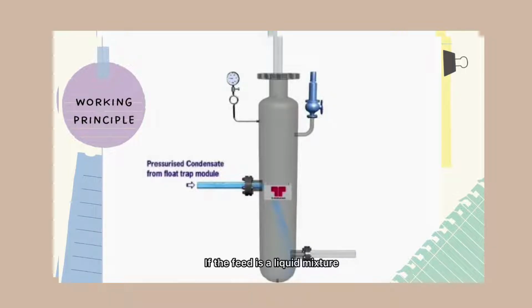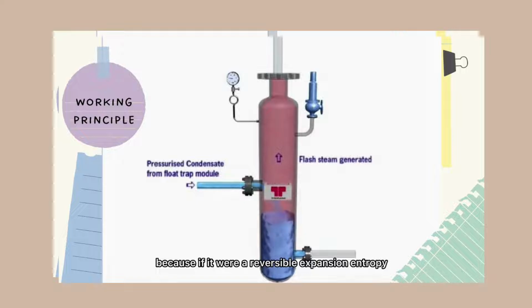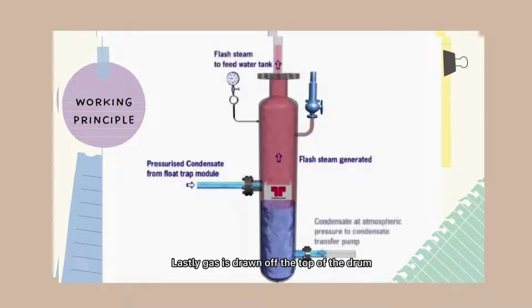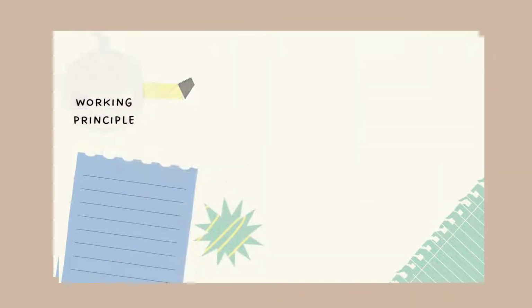If the feed is a liquid mixture, then vapors are produced, and if partially vaporized feed is passed through the valve, then more vapors are produced. The sudden expansion is irreversible and occurs at constant enthalpy, because if it were a reversible expansion, entropy would be conserved. Lastly, gas is drawn off the top of the drum through a control valve whose stem position is set by a pressure controller. Liquid comes off the bottom of the tank on level control.